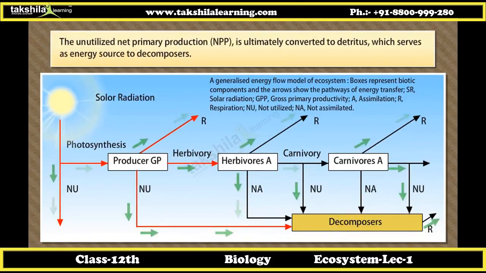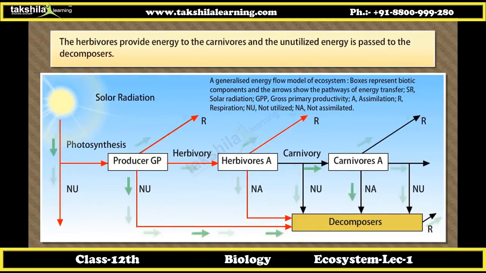The unutilized net primary production (NPP) is ultimately converted to detritus, which serves as energy source to decomposers. The herbivores provide energy to the carnivores and the unutilized energy is passed to the decomposers.